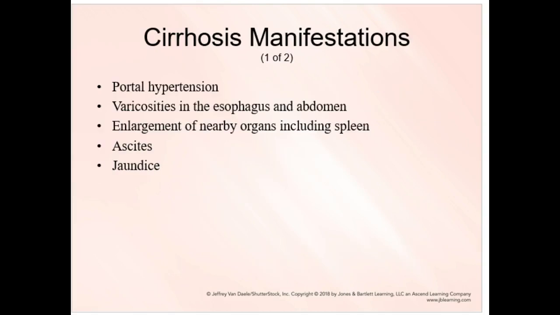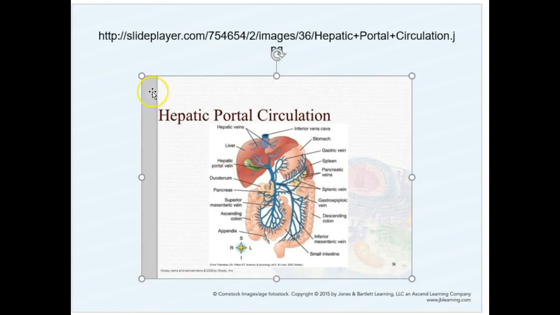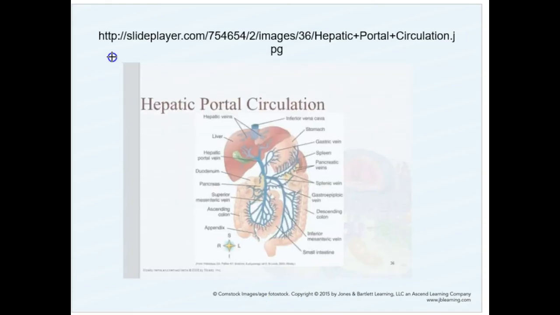Cirrhosis can manifest as portal hypertension. I'm going to show you in the next slide a picture of the portal system for the liver, and I'll explain to you how portal hypertension manifests. Well, as a matter of fact, let's go to that and come back to this slide because I think it'll be helpful in understanding the other conditions that are on the previous slide.